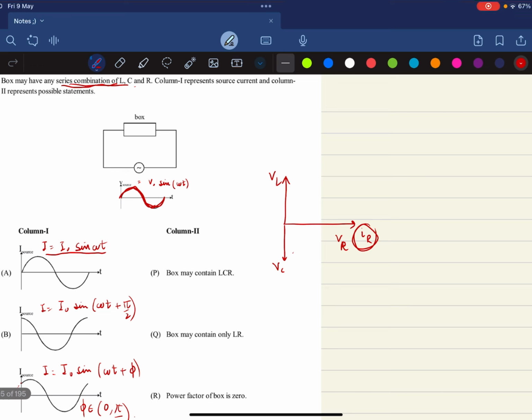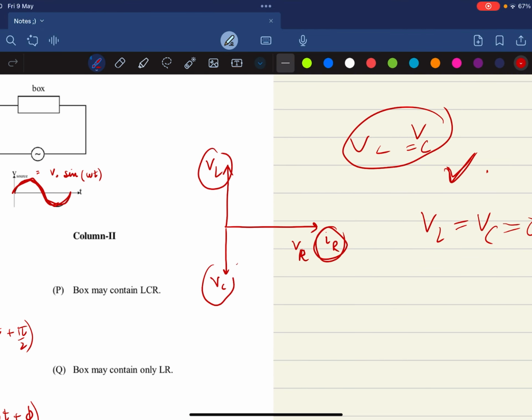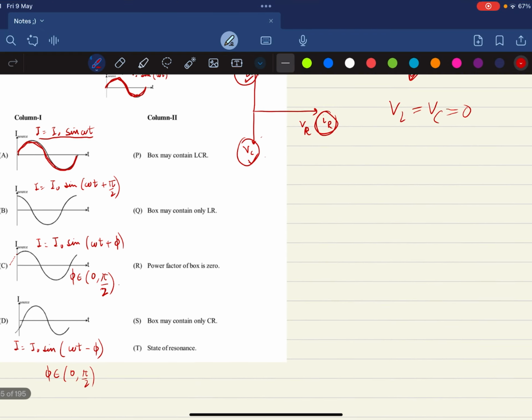So let's see when this same wave is actually formed. When VL and VC are equal, or at the state of resonance, or when there are no L and C altogether. That means there is no inductor or capacitor in the circuit, or the voltages across the inductor and capacitor are equal, and that is called the state of resonance. So A part corresponds to the state of resonance.